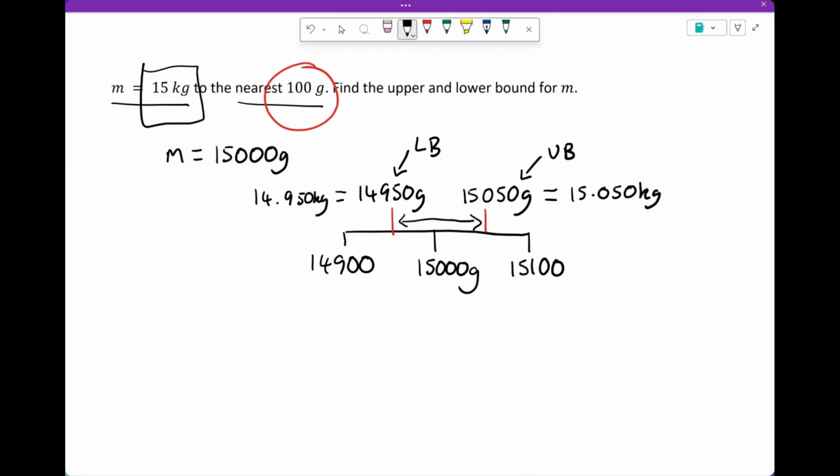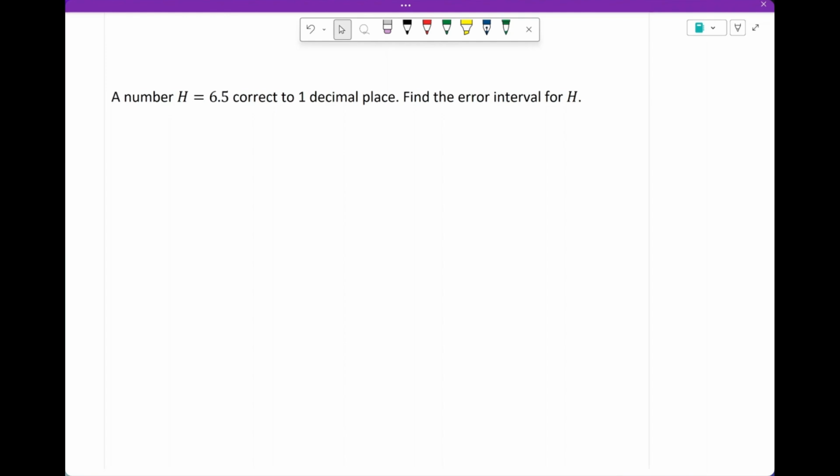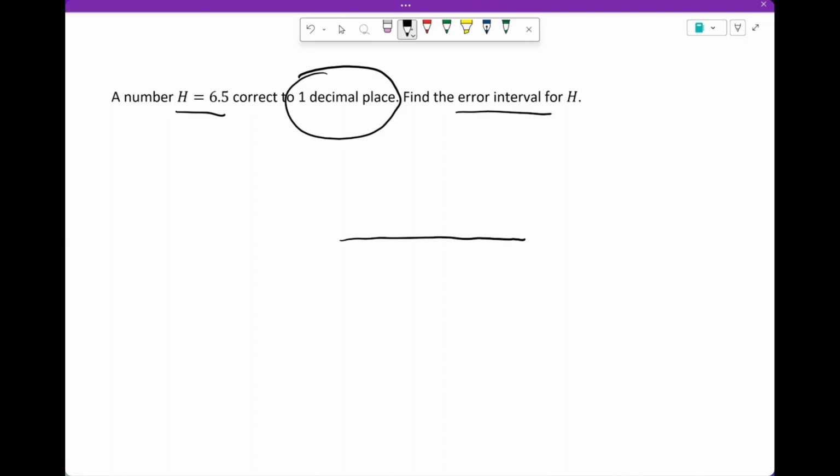Let's have a look at another question. So our question says h is equal to 6.5, and it says correct to 1 decimal place. That's our degree of accuracy. We need to find the error interval. So we're now dealing with decimals. So let's consider how we're going to do this. We're going to put the 6.5 in the center of my number line. And then we're going to identify our first decimal place, given that's our degree of accuracy.